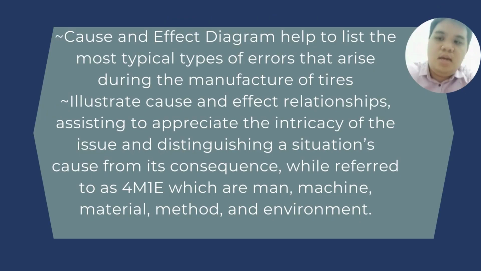Next, the cause and effect diagram also helps us to list the most typical types of errors that arise during the manufacture of tires. This also illustrates cause and effect relationships, helping us appreciate the intricacy of the issue and distinguish a situation's causes from its consequences. We refer to it as 4M1E, which are man, machine, material, method, and environment.